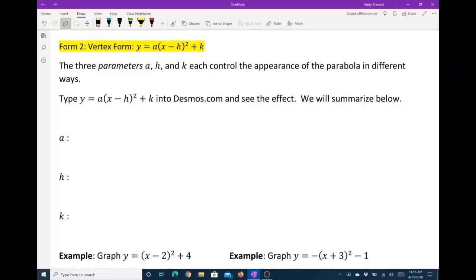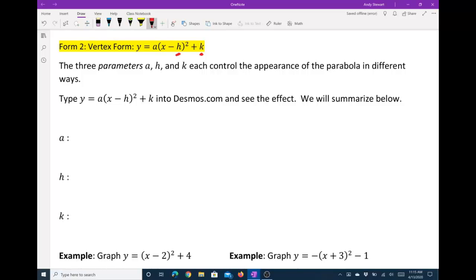There is another form of a parabola. This is called vertex form. The reason is, it's very clear to see in the equation itself where the vertex is. Remember, the vertex is denoted by the letters H and K. There are three parameters here: A, H, and K, and each controls the appearance of the parabola in different ways.